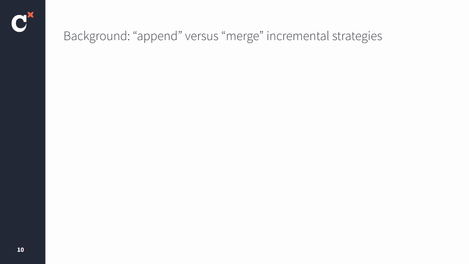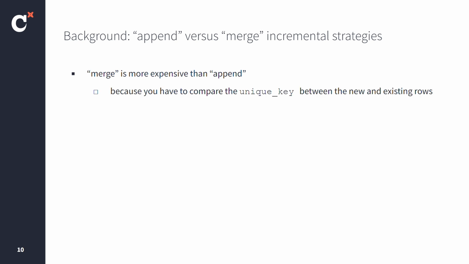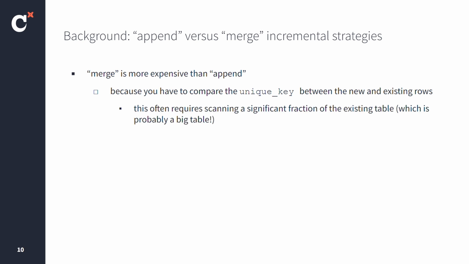And the main thing I want to highlight here is that merge is actually massively more expensive than append, right? And that is because you have to compare the unique key between the new incoming rows to the existing rows. So you've got maybe 10 million rows that you want to add on this particular build, and then you have to look at the 35 billion existing rows and see does any of them have the same unique key. And this often requires scanning a significant fraction of the existing table, which is probably a pretty big table. Otherwise, you wouldn't be building it incrementally, right? So where possible, you should use append instead of merge.